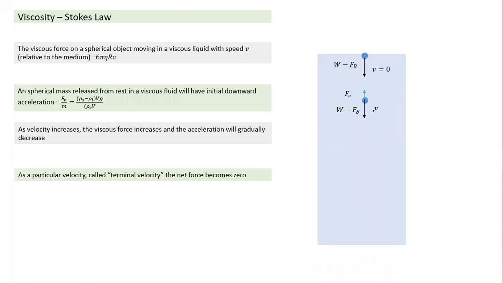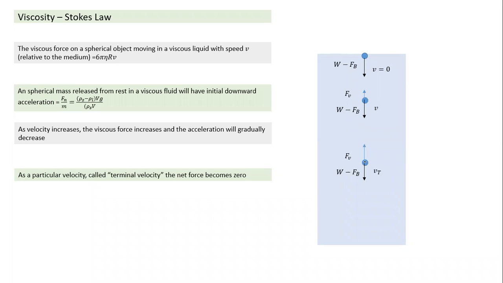So as velocity increases, this will increase, and at a particular value of v, this force and this force become equal, and the net force will become zero. The velocity at which the net force becomes zero is called terminal velocity. We'll understand why it is called terminal velocity. Here, it started from zero, acquired some velocity, kept on increasing, and here it has come to Vt, the terminal velocity.